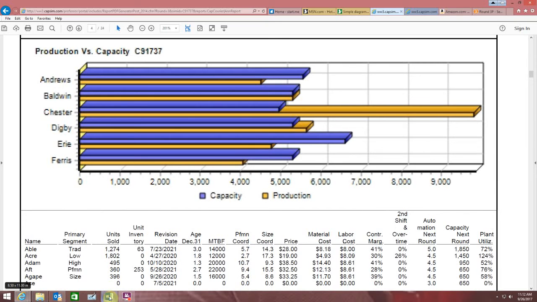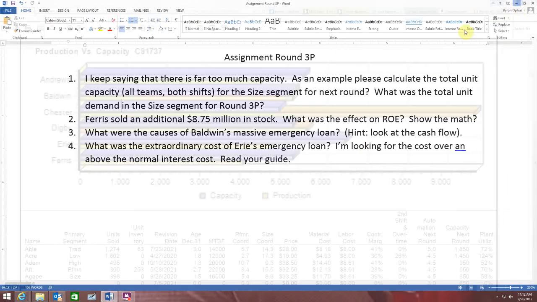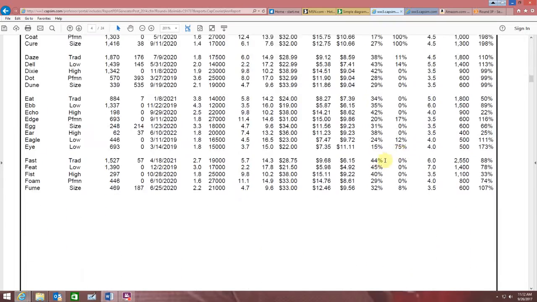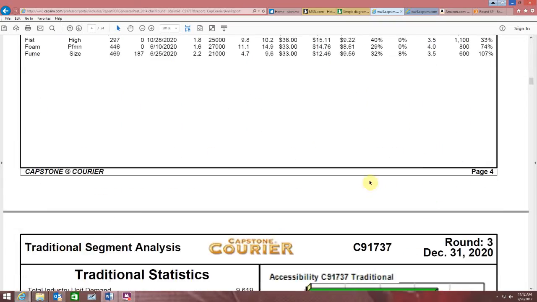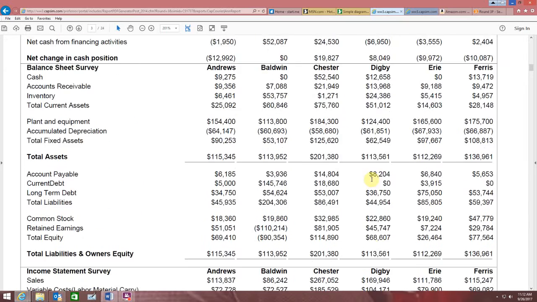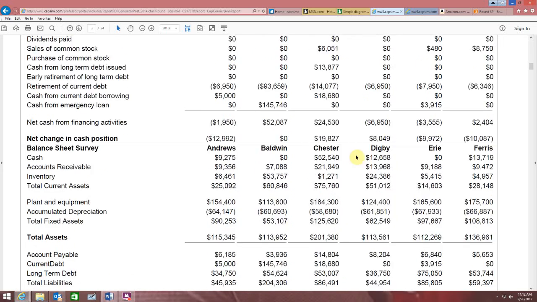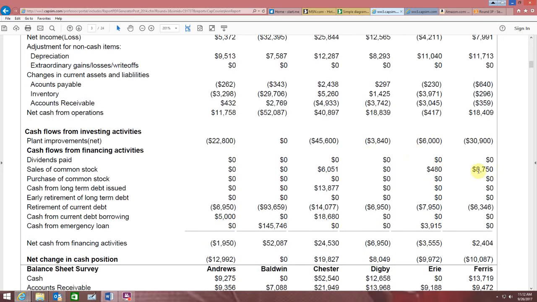Question 2. If Ferris sold an additional $8.75 million in stock, what was the effect on ROE? Picking on Ferris, selling stock all the time. Ferris loves to sell stock for whatever reason. The $8.75 million Ferris sold in stock is going to be there on my cash flow right there.